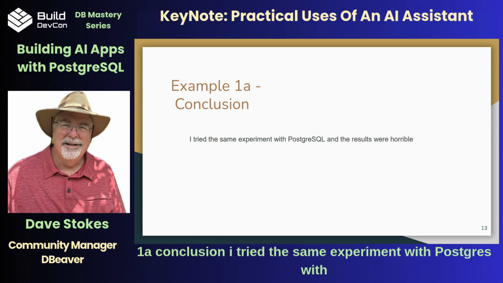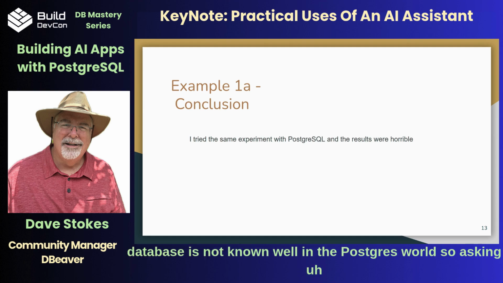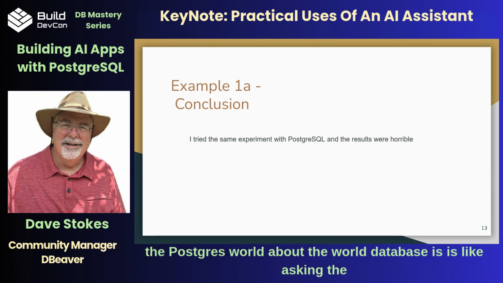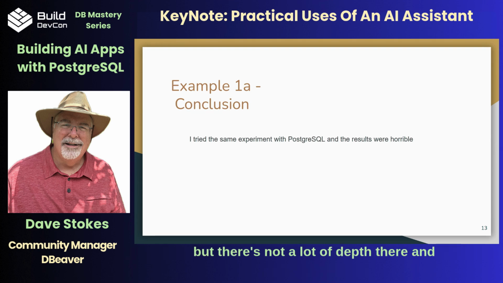One A conclusion. I tried the same experiment with Postgres with the same data, and the results were horrible. But you'll see some of the results a little bit later. Why is this? Well, the world database is not known well in the Postgres world. So asking the Postgres world about the world database is like asking the Formula One world about sprint car racing. There's some similarities, but there's not a lot of depth there. And you'll see some of that later.